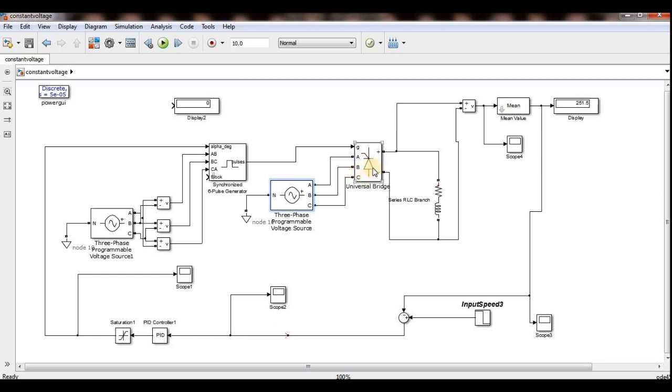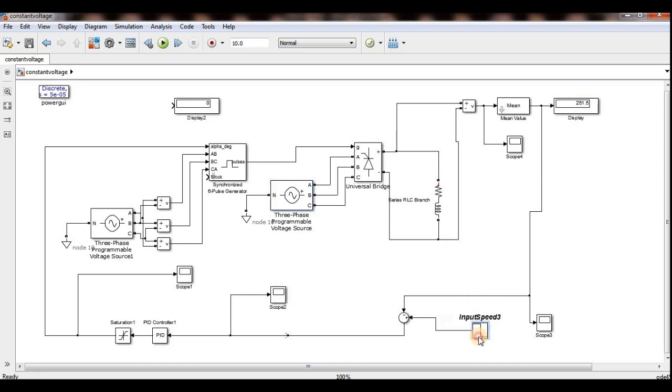And this universal bridge is also available in the Simulink library. This is the series RLC branch I have taken as a load, and this is the DC link voltage I have to see. It is actually a closed loop system. In my previous video you can see how we can regulate the output voltage by changing theta. But here I am not applying theta directly, I am making it closed loop, because I don't know how much theta is required for a particular voltage. Every time I cannot calculate the required theta for my required voltages.